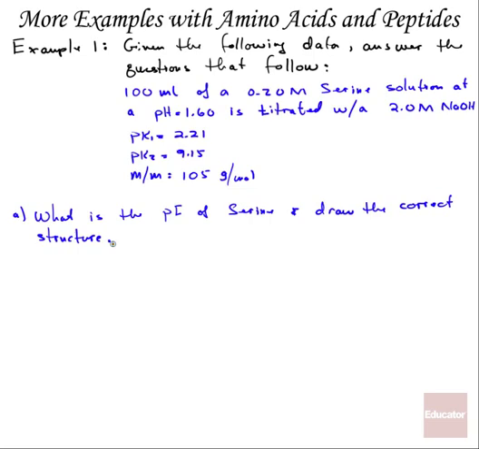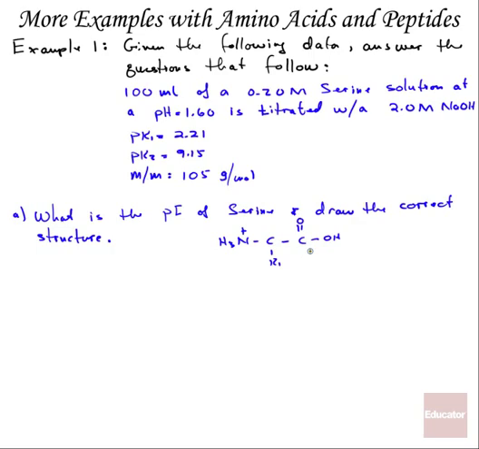So let me just draw the general structure. So you've got N, C, C, that, and you have that. Starting off at a pH of 1.6, these are both going to be protonated. I'll just do an R there. We're not concerned with the serine side chain yet. This is carrying a positive 1 charge. So a pI is the isoelectric point. It's the point where the net charge on the molecule is going to be 0.